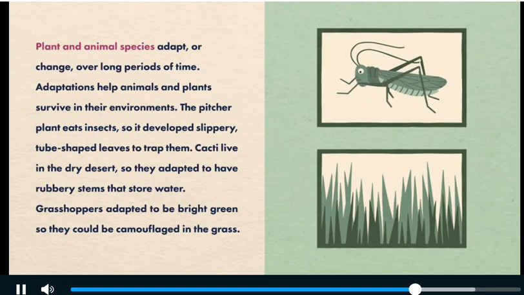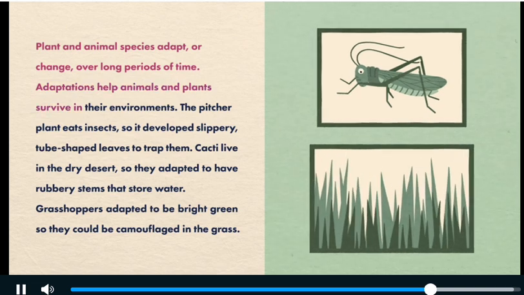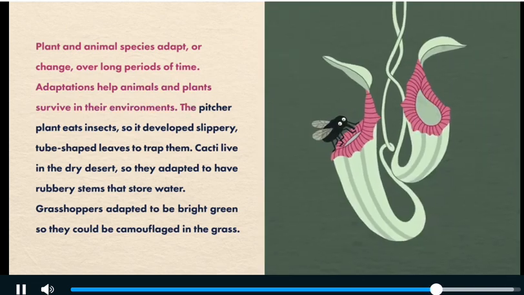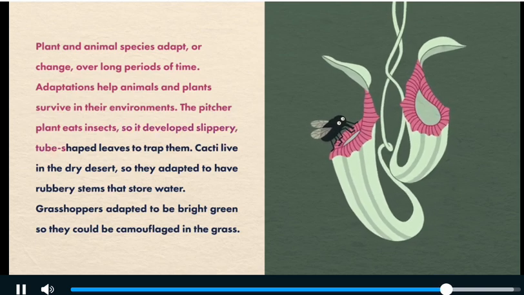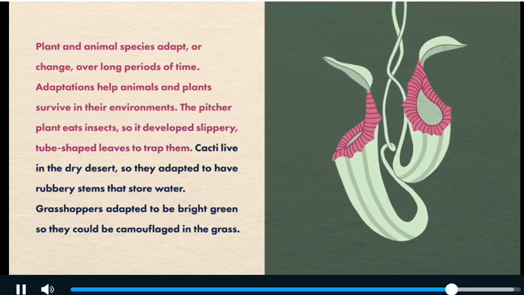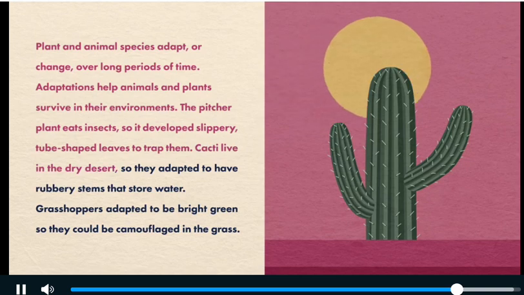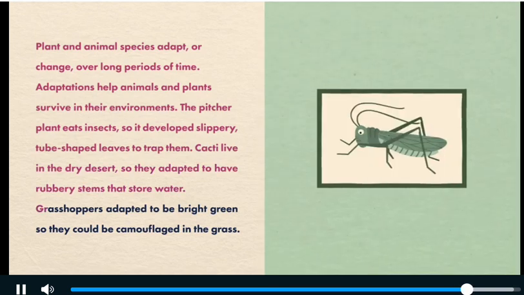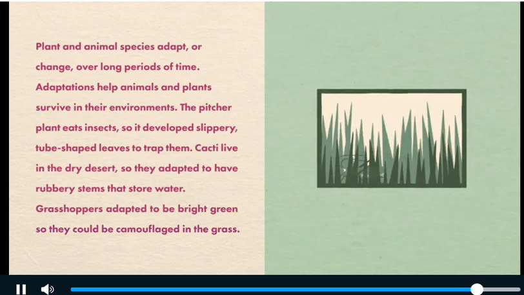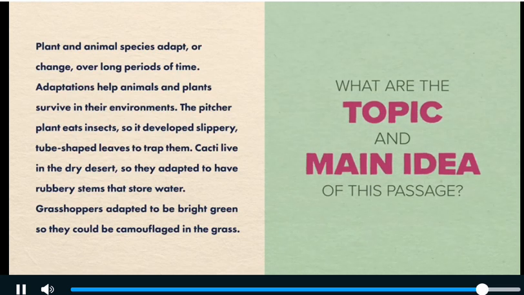Plant and animal species adapt or change over long periods of time. Adaptations help animals and plants survive in their environments. The pitcher plant eats insects, so it developed slippery, tube-shaped leaves to trap them. Cacti live in the dry desert, so they adapted to have rubbery stems that store water. Grasshoppers adapted to be bright green, so they could be camouflaged in the grass. What are the topic and main idea of this passage?